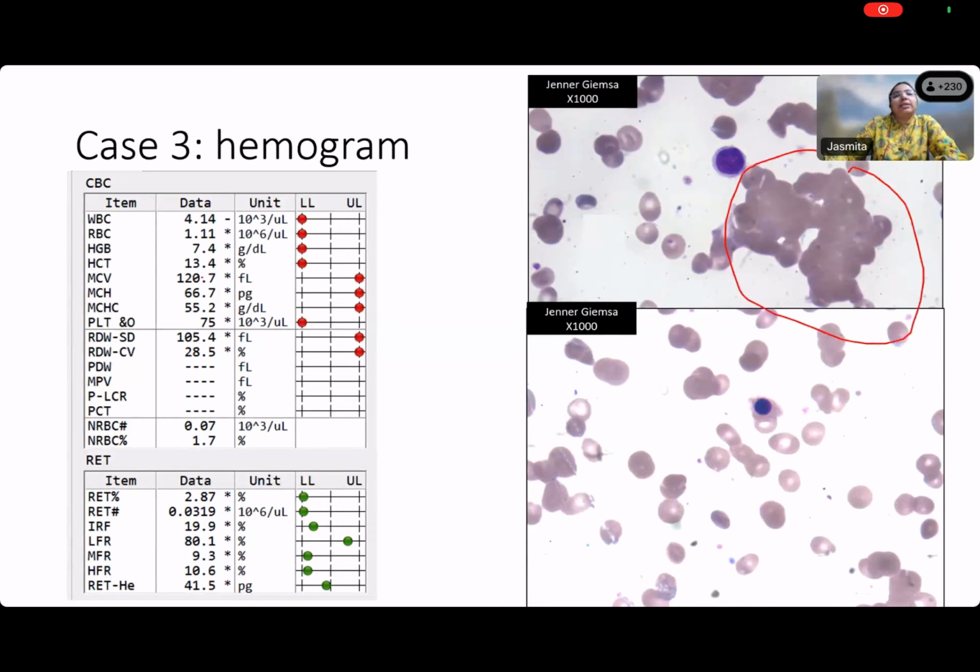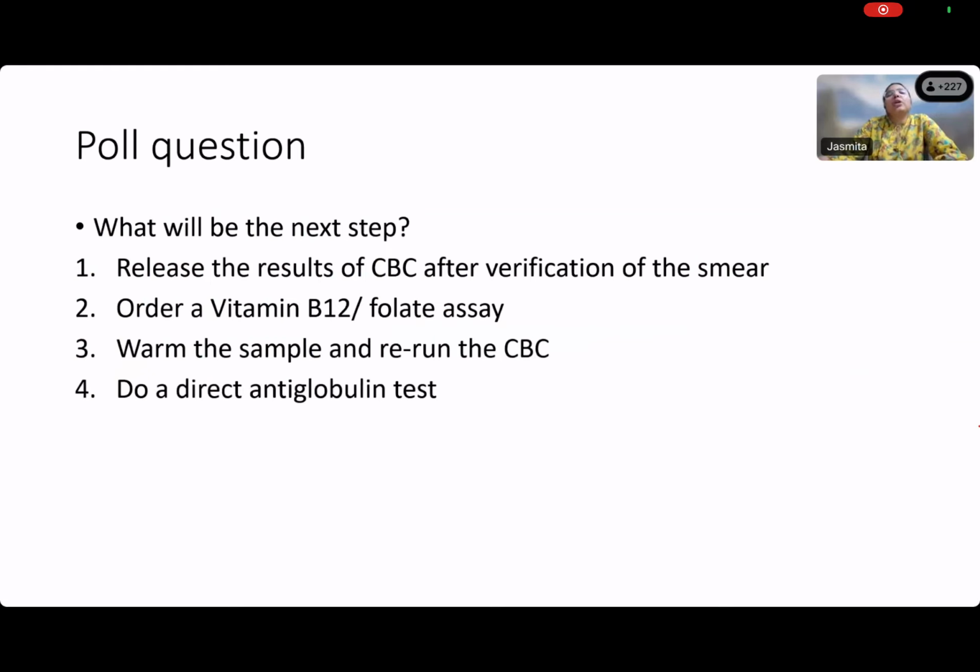On the right, you can see these clumps, and there is a loss of the rule of 3 when it comes to the hemoglobin and the hematocrit. The RBC count is artificially lowered, the MCV is elevated, and you have a very dramatic increase in MCH and MCHC. So if you have this kind of a CBC report with you, what should you ideally do? What should be your next step? Will you release the results of CBC after verification, order a B12 folate assay, warm the sample and rerun, or do a DAT?